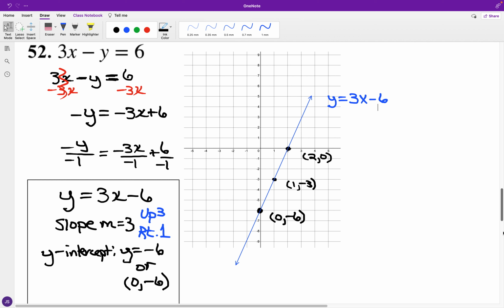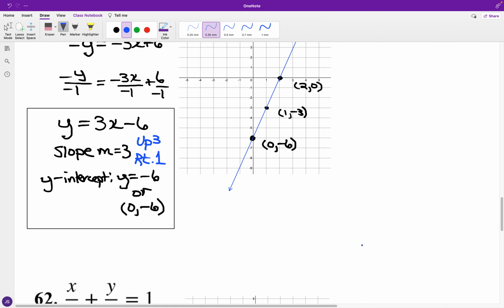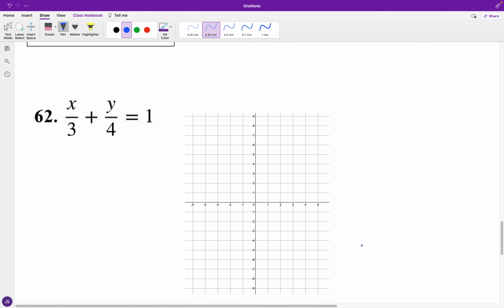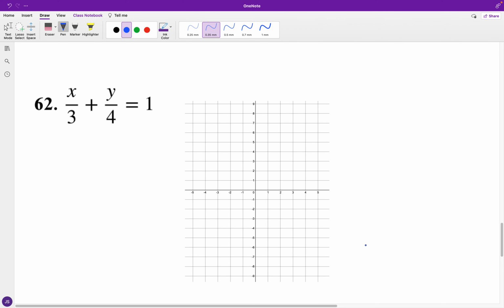And again, we have passing through the y-intercept, which we have at (0, -6). All right. Now, for what we have in the case of number 62, now we have fractional coefficients for both of the x and the y terms. And again, the objective is to get this in terms of y equals.